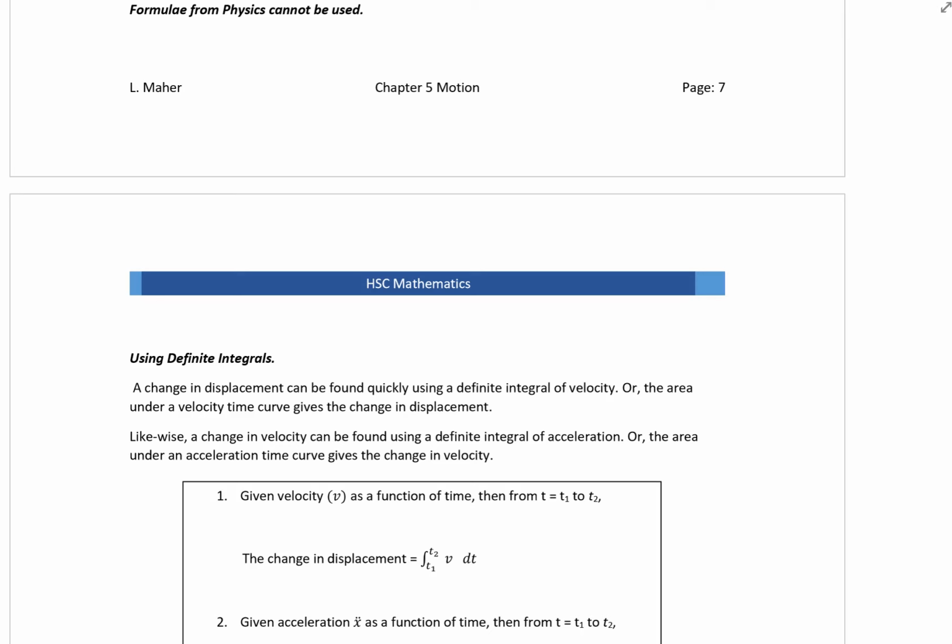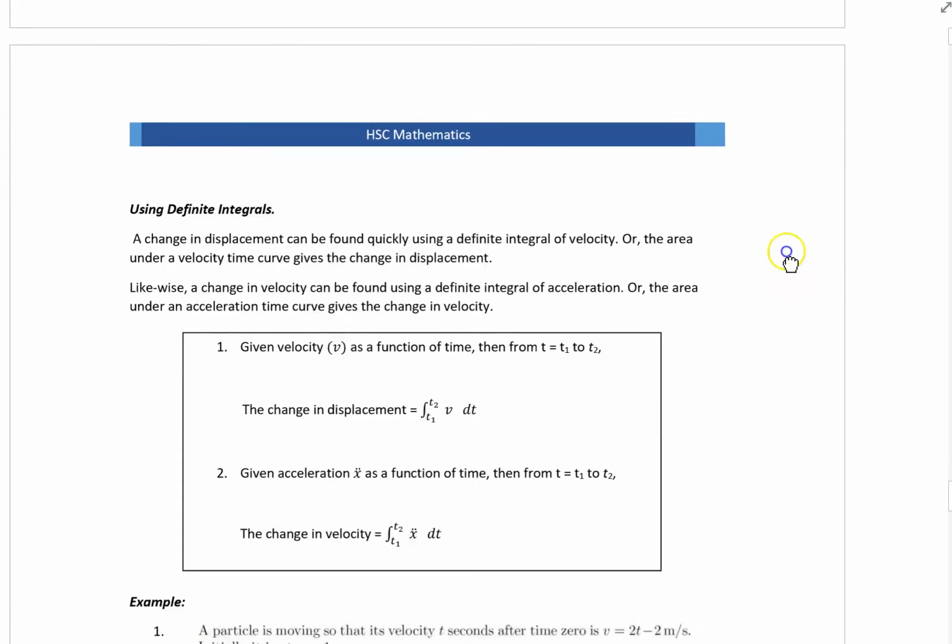So, just one thing for the physics students, please be aware that your formulas from physics cannot be used. You'll have some formulas about the connection between acceleration and maybe velocity, and actually you can't use those in the maths course, so just be aware of that. And for those students that don't do physics, obviously you're probably not aware of those formulas, and so you won't be using them or won't be wanting to use them.